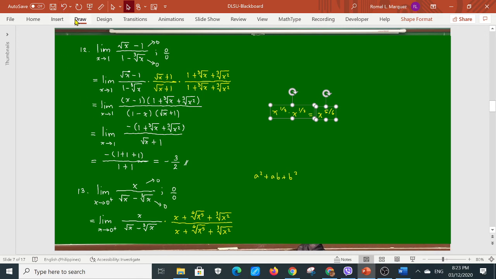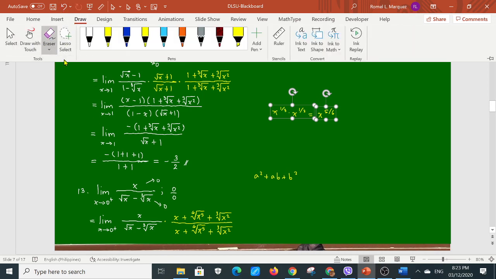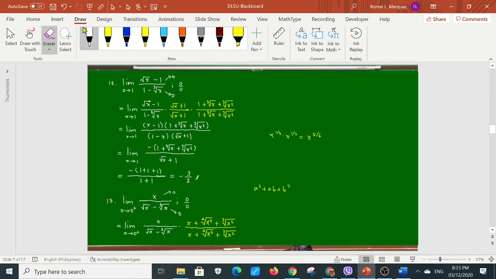Tingnan natin kung maalis natin. Baka nabigla lang ako, hindi pala natatanggal, hindi pala kaya ng algebra. Kung minsan, gawa ng problem, hindi pala pwede ng algebra. I mean, algebra can't do that. This is now equal to limit as x approaches 0 from the right, yung ilalim muna.